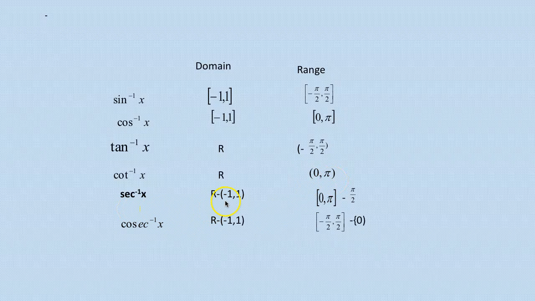Domain of sec inverse is R minus the open interval minus 1 to 1. And the range is the closed interval 0 to pi, minus pi by 2. Domain of cosec inverse is R minus the open interval minus 1 to 1. And the range is the closed interval minus pi by 2 to pi by 2, minus 0.